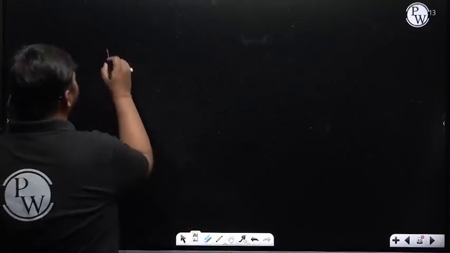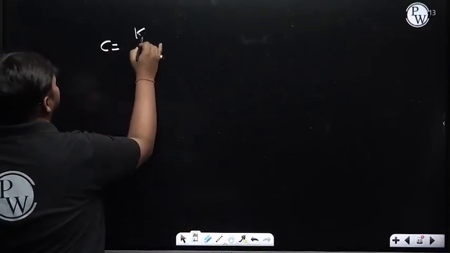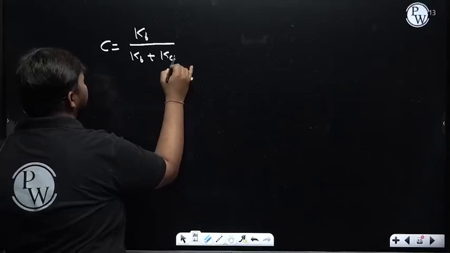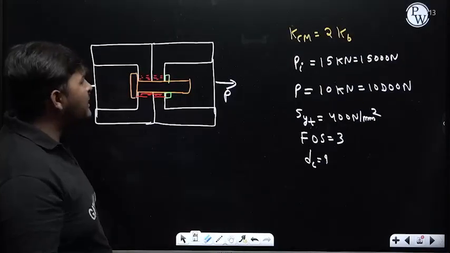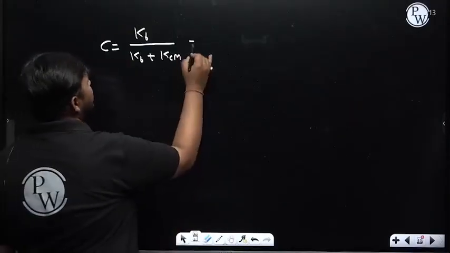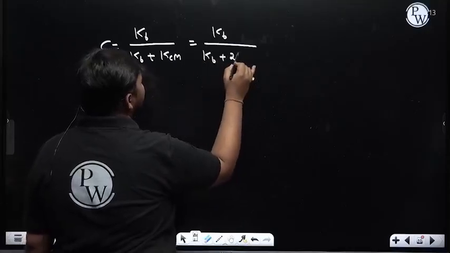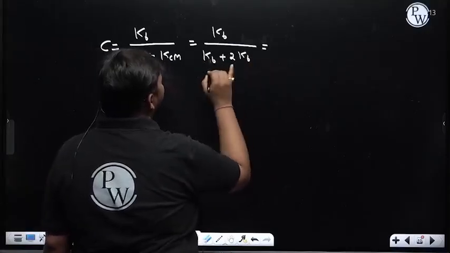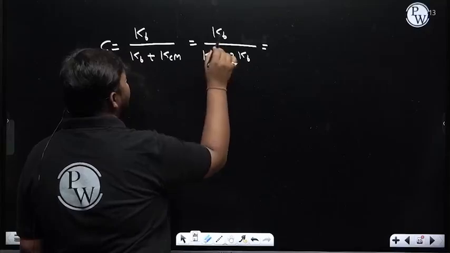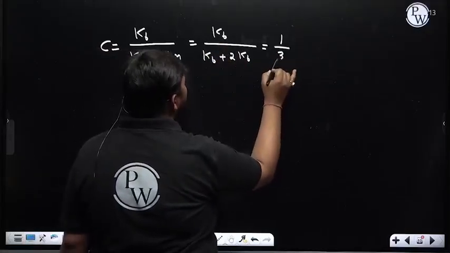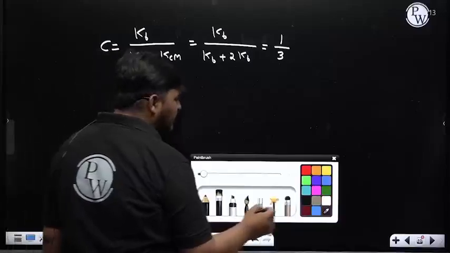What is C? It is the stiffness correction factor. The formula to calculate C is KB upon (KB plus KCM). Now it is given in the question that KCM is twice of KB, so it will be KB upon (KB plus 2KB). We can take KB common, KB will get cancelled, and it becomes 1 upon (1 plus 2), that is 3. So the stiffness correction factor C is coming 1 by 3.